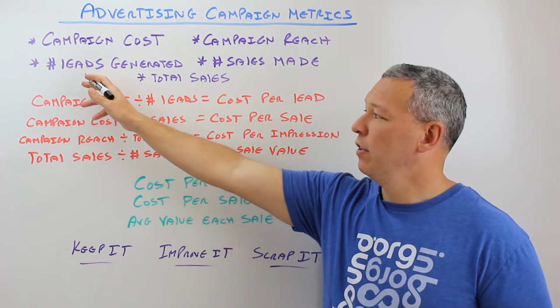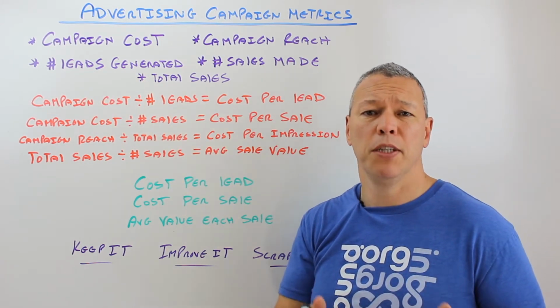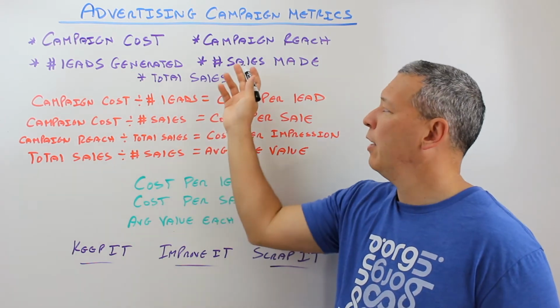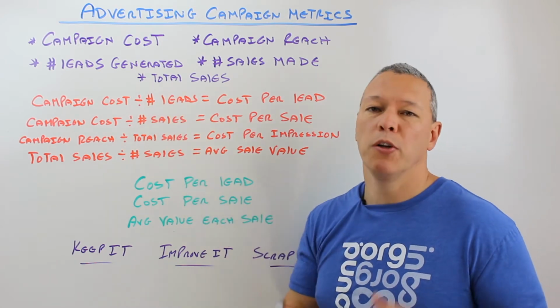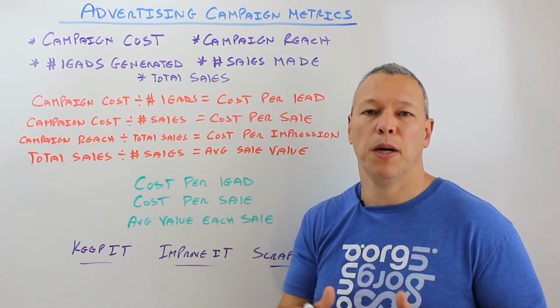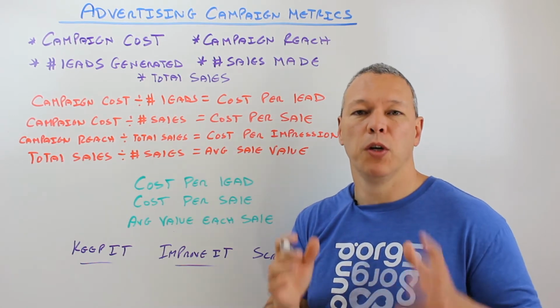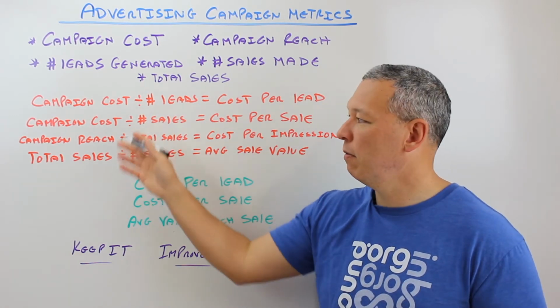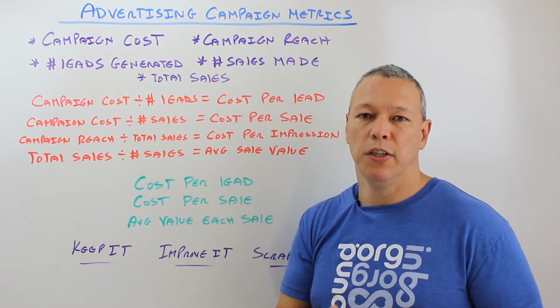Next thing you want to know is number of leads generated. So you want to know how many leads have been generated for that campaign, and you also want to know how many sales you made. And then finally, you want to know what your total sales were. So how much money did you make in total for that advertising campaign? So once you have these numbers, then we can do a little bit of math and figure out some important metrics that you can track, okay?